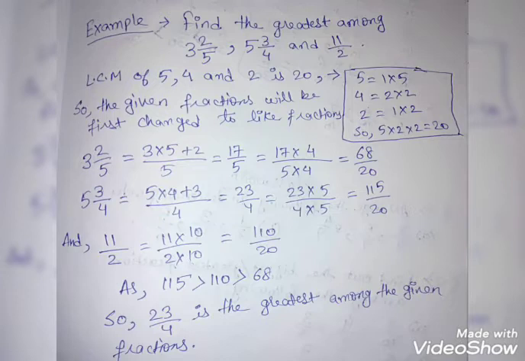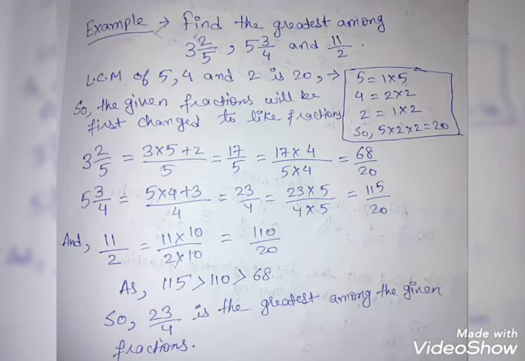And now we have got the numerators. If we compare them with each other, we have got 115, 110 and 68. So 115 is more than 110 and 110 is more than 68. So here we have done the comparison. So 23 by 4 is the greatest among the given fractions, which in turn was changed into 115 by 20 to make it a like fraction.